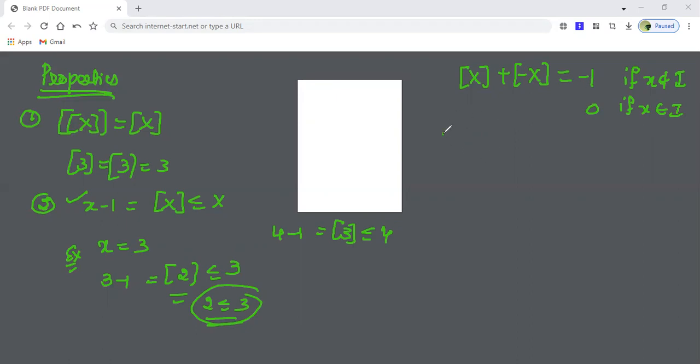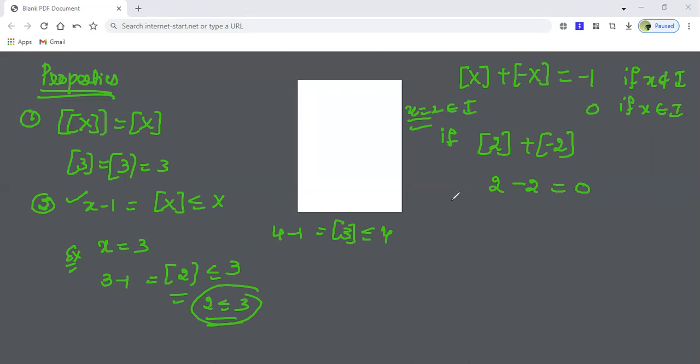So for example, if I take x is equal to 2, what will happen? Let's see. This will be the greatest integer of 2 plus the greatest integer of minus 2. So the greatest integer of 2 is 2. The greatest integer of minus 2 is minus 2. This is equal to 0, where x is equal to 2, which belongs to the integers, a positive integer.